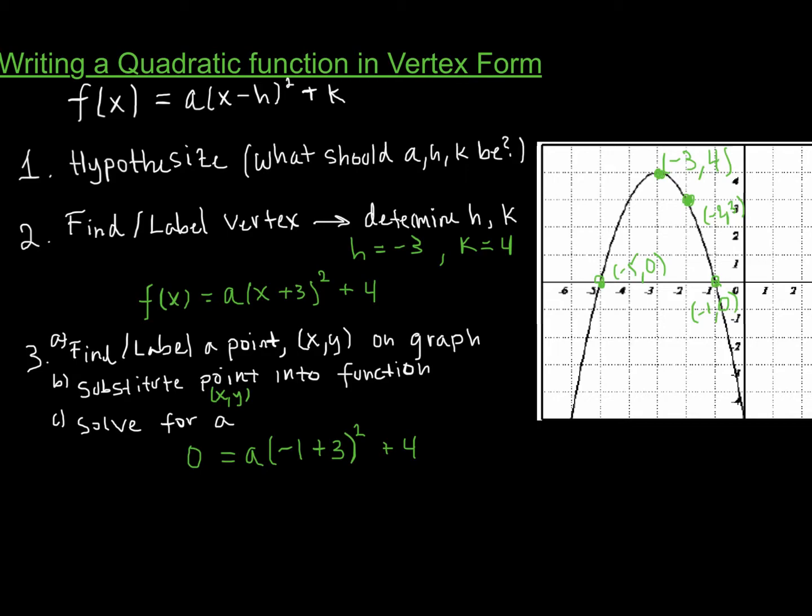So with that being said, I've input my x and y coordinate point, -1, 0 into my function, 0 for my y value, -1 for my x value, and now I can simplify and solve for a. So I have 0 is equal to, now -1 plus 3, that's a value of 2, and 2 squared is 4, so I'll have 4 times a plus 4. And now I just need to solve for a, and so I can do that by subtracting 4 on both sides and then dividing by 4 to get that my a value is equal to -1.